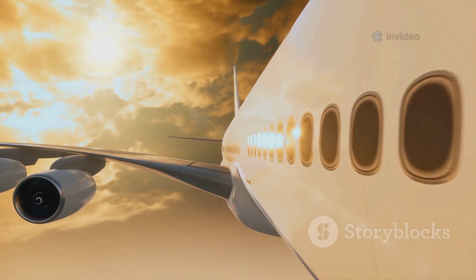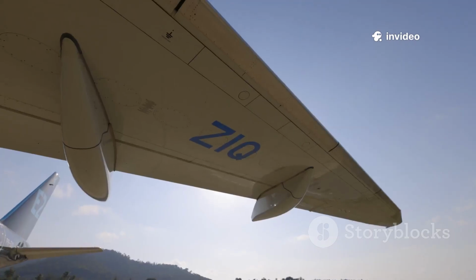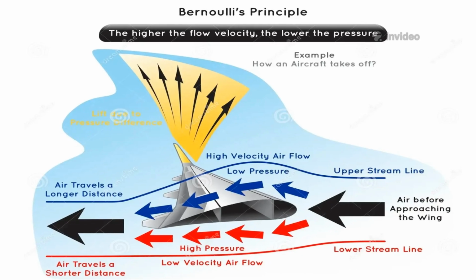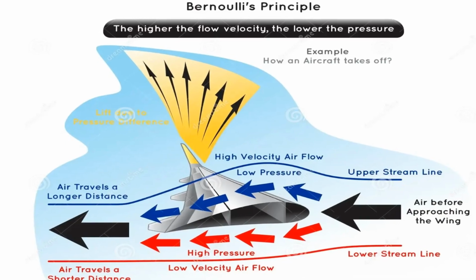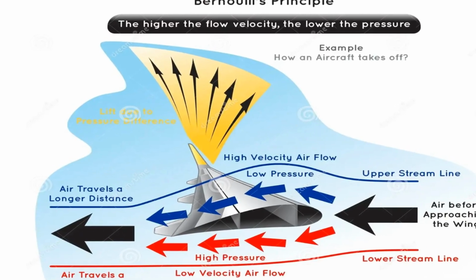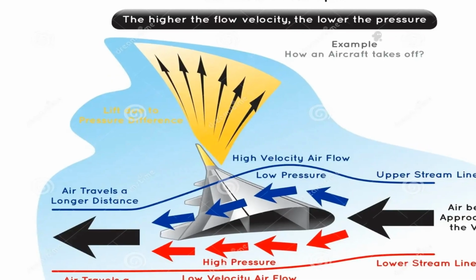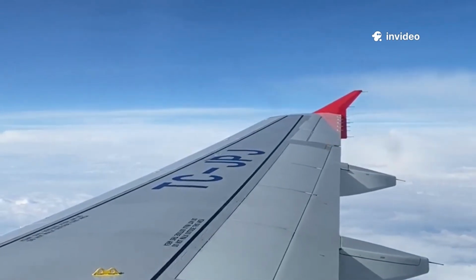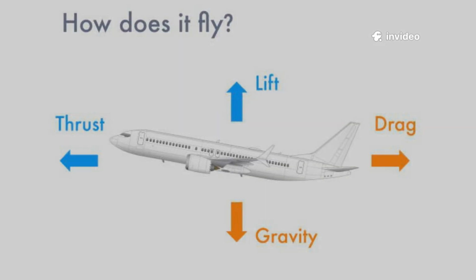The faster moving air on top results in lower pressure. The slower moving air underneath creates higher pressure. This phenomenon is explained by Bernoulli's principle, which states that as the speed of a fluid, like air, increases, its pressure decreases. The higher pressure under the wing pushes the plane upward, creating lift.